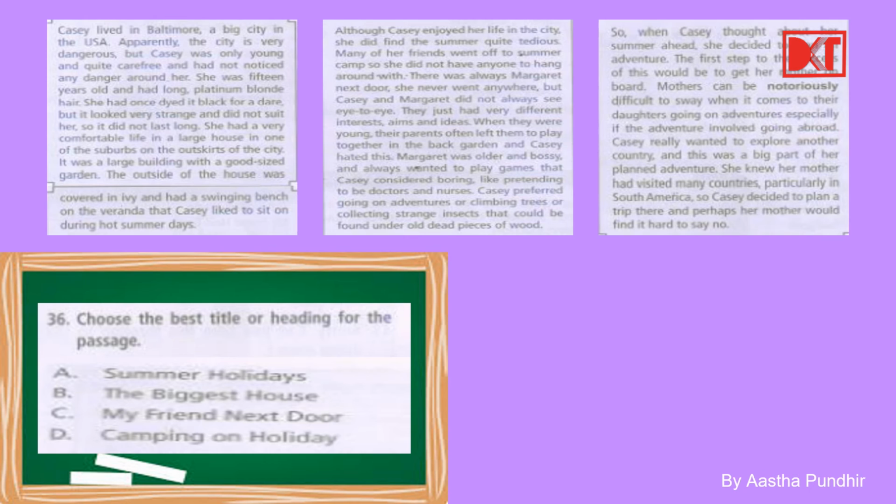Alright, here choose the best title or heading for the passage. The options are A. Summer holidays, B. The biggest house, C. My friend next door, or D. Camping on a holiday. This one seems pretty easy because it talks about the plans of the future, the summer holidays. So the answer, the appropriate title, can be summer holidays. Okay.